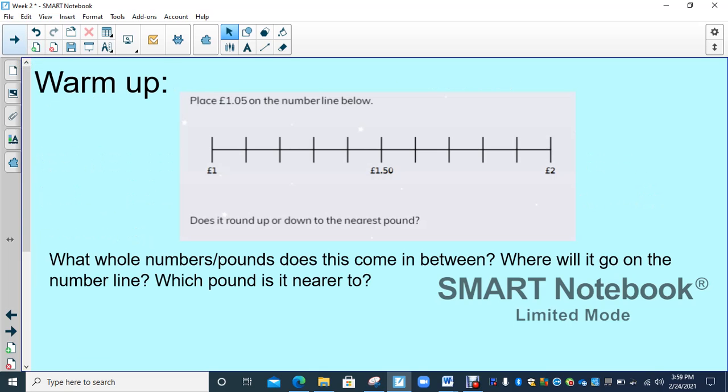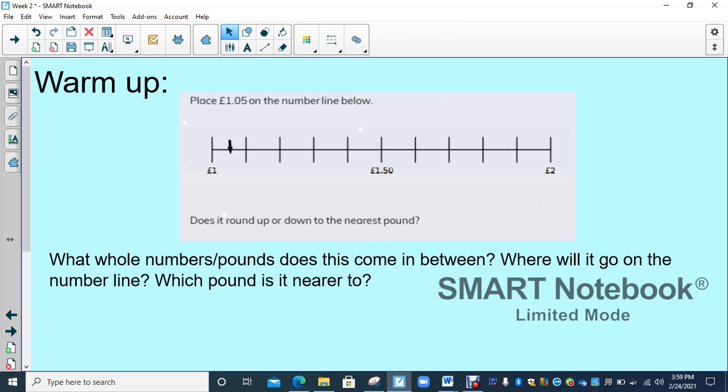Okay, so we've got a warm-up. Our first warm-up question says, place £1 and 5 pence on the number line below. Being very careful when you look after the decimal point here, guys, because we don't want to get that wrong. So it's £1 and 5 pence. Now, does £1 and 5 pence round up or down to the nearest pound? Well, let's start by placing £1 5 pence on the number line. Now, I know that 5 pence, because it's only 5 pence more than £1, it's going to be super duper close to the pound. Oh, I didn't want it quite there.